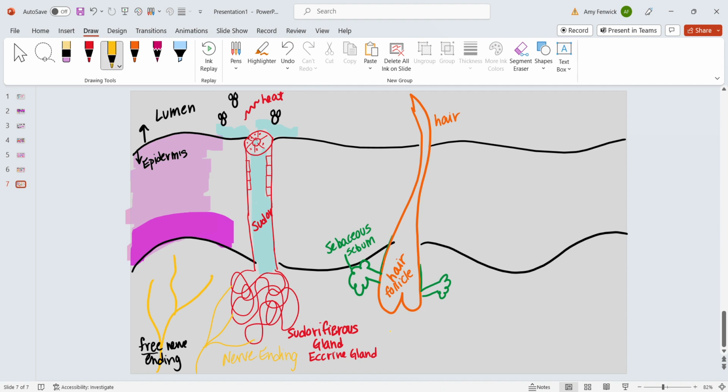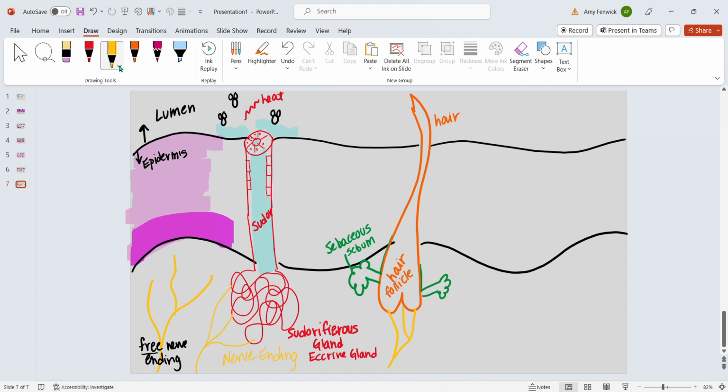Now, again, hairs are also attached to free nerve endings, right? And this is why hairs can also sense temperature, like a wave of air, right? They can sense a wind or a light breeze, a light touch. And so these sensory endings also do that.